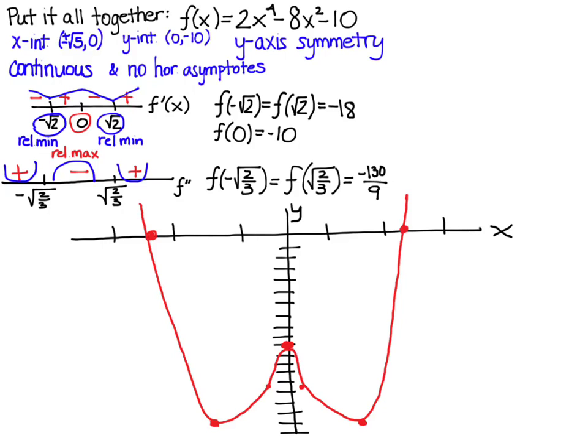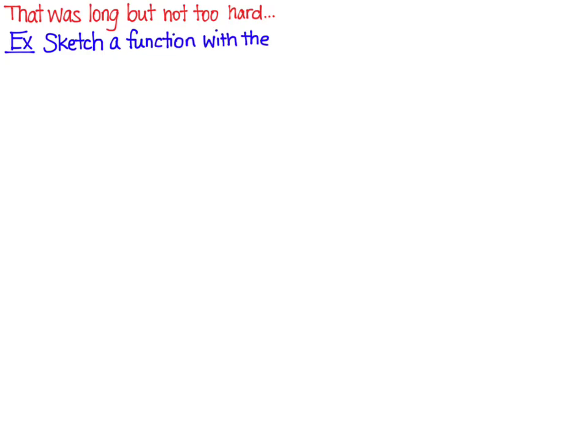So although this is a sketch, it's actually a very good approximation of the graph of f of x equals 2x to the 4 minus 8x squared minus 10. Although this was long, notice that it was not too hard. The more you practice, the better you're going to get at this.